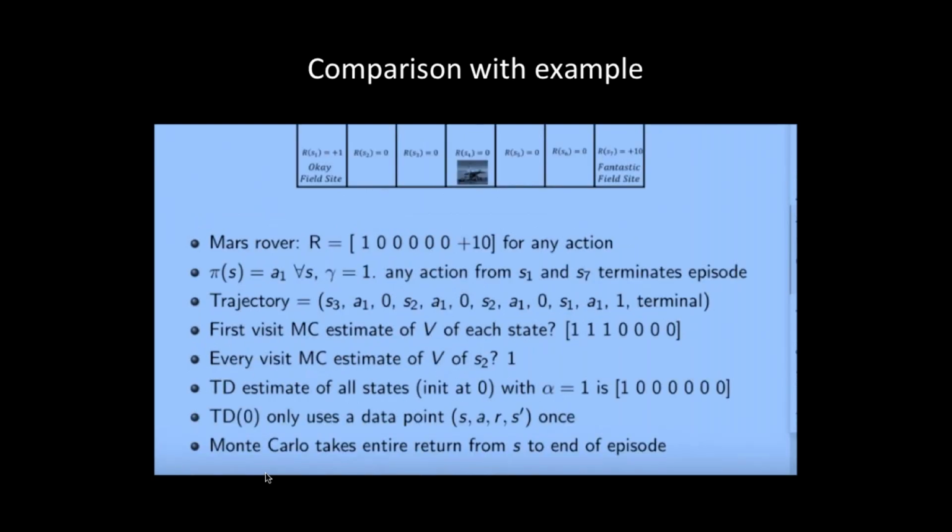And the same example, the Mars rover, you have this. So if it is 1, any action for S1 and S7 terminates the episode. This is the basis of it. Trajectory is S3, S2. The same, A1 is on here, right? So this is the first MC estimation.